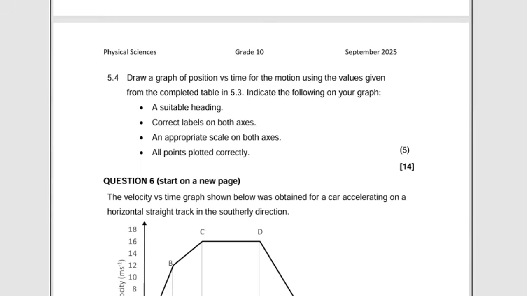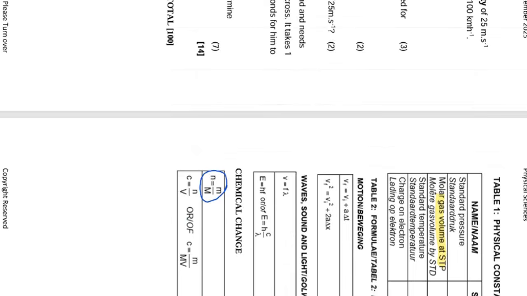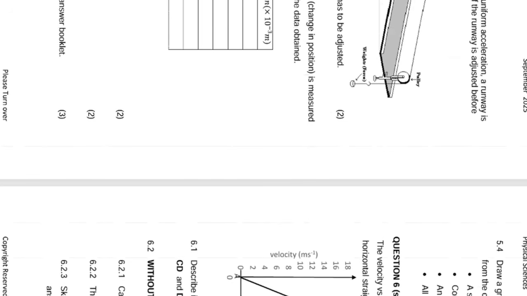Then after that, I was asked to draw a graph of position versus time for the motion using the values given from the completed table in 5.3. And I'm asked to indicate a suitable heading. That's number one. Then correct labels and appropriate scale on both axes, then all points plotted correctly, right? Then I'm going to refer to this so that I can make use of the table that I'm looking for.